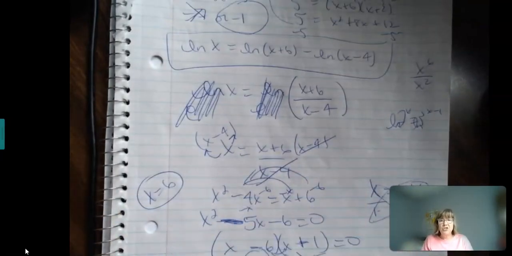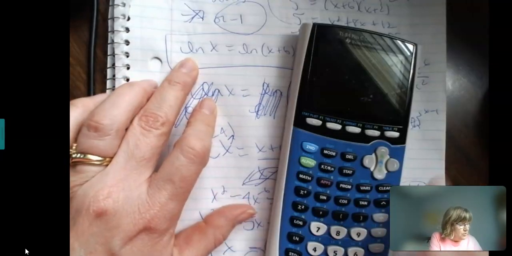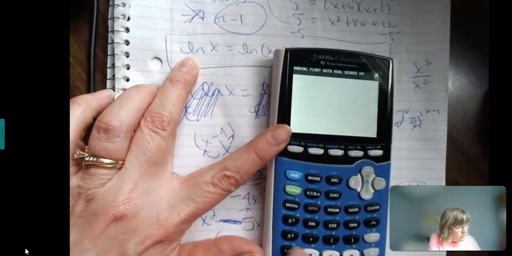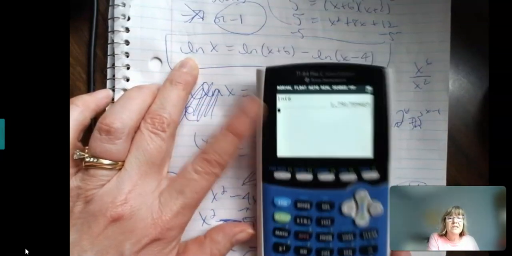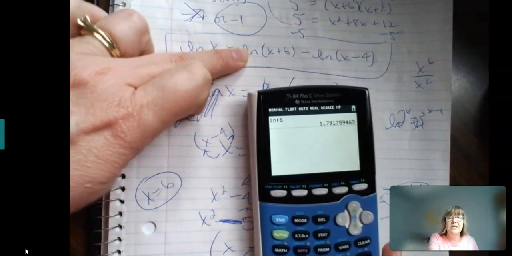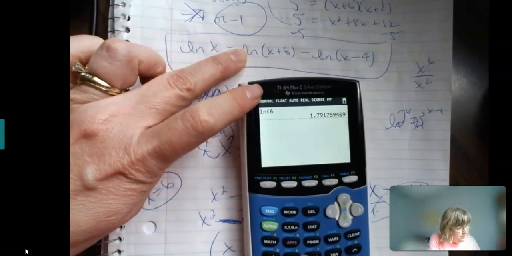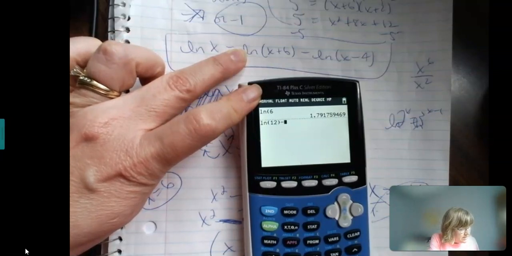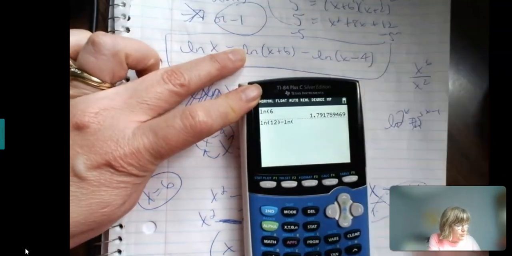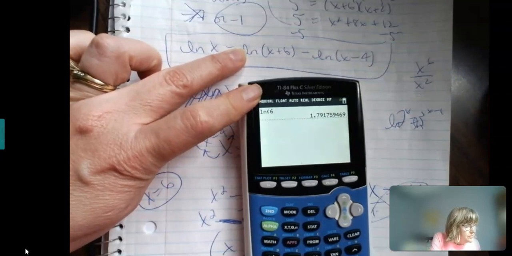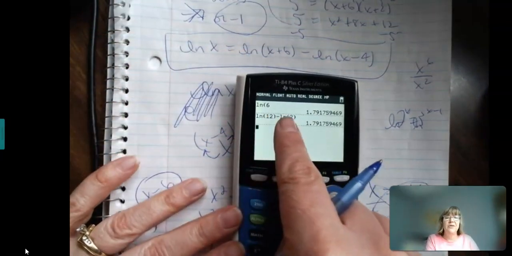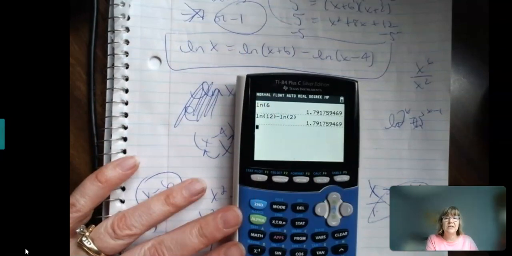And again, if you want to check your answer, you could just take your calculator and sub it in, just like you check any other one. So natural log of 6 is that answer. Okay, so I'm going to sub in 6. So natural log of 12 minus, what does that say? Natural log of 6 minus 2 would be 2. Okay, yep. And that makes sense because 12 divided by 2 is 6. So that makes sense that that would work.